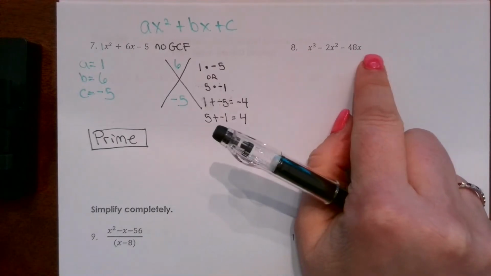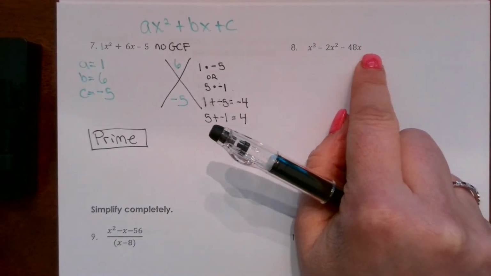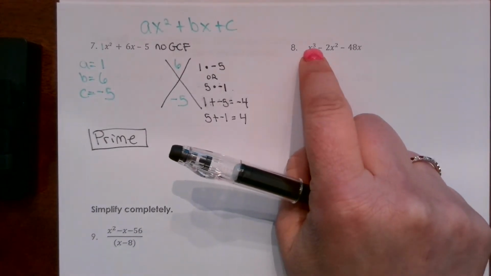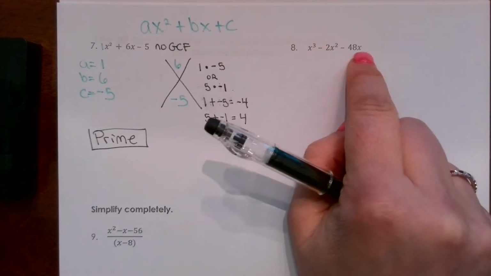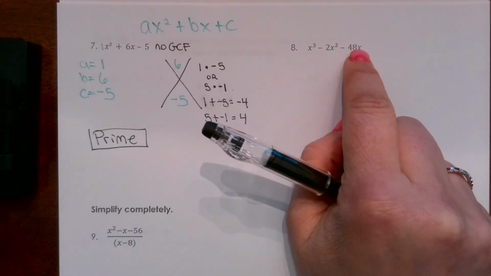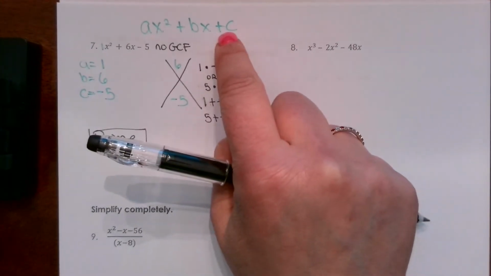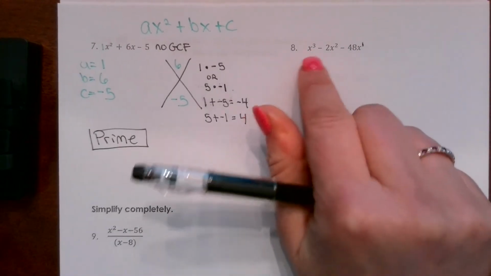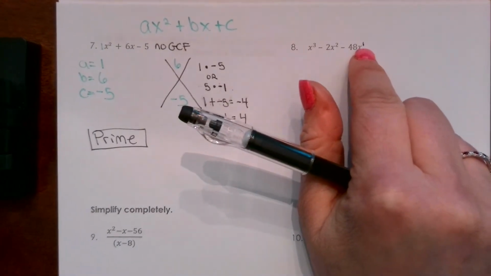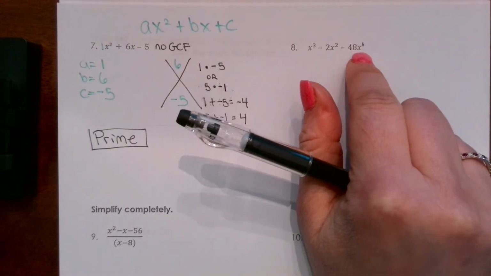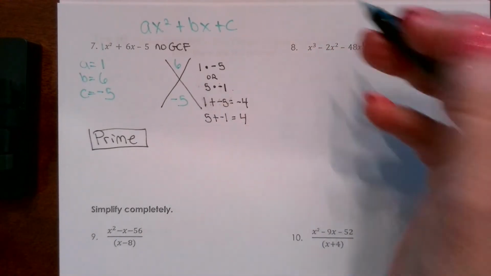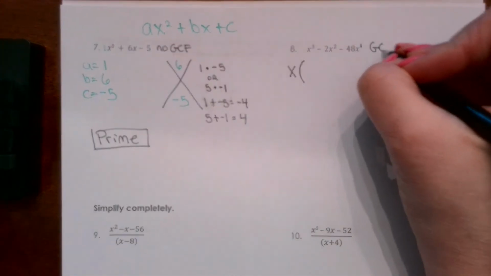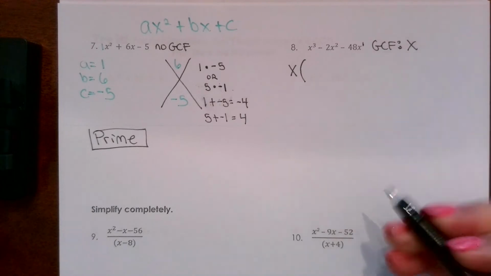I do not see a numerical factor, and I almost said a variable factor, but look, this has x to the third, x squared, and this last term also has an x. I'm used to seeing that constant by itself. So if I look at my variables, I want to look at my lowest exponent, x to the first, and I can take at least one x out of everything. So I'm going to remove that GCF of x first.